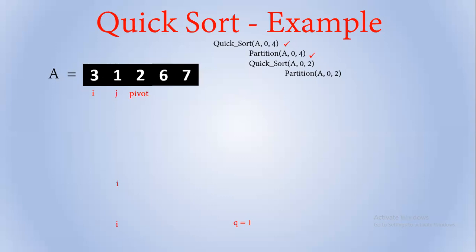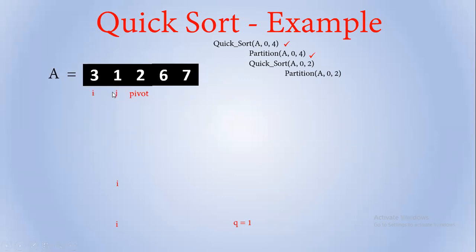Then we have the else if: else if A[J] is greater than pivot. We'll check: A[J] is 1, pivot is 2. A[J] is also not greater than 2. So the second condition is also false. A[I] is not less than 2, A[J] is not greater than 2. Now we check the third condition. Third condition is: A[I] is greater than pivot? Yes. And A[J] is less than pivot? Yes. Okay, now the third condition is satisfied.